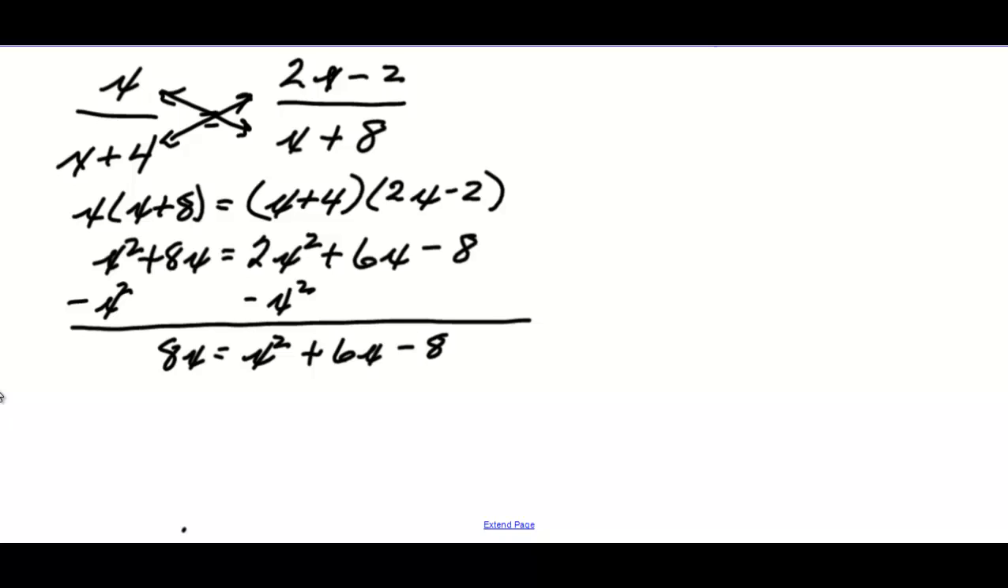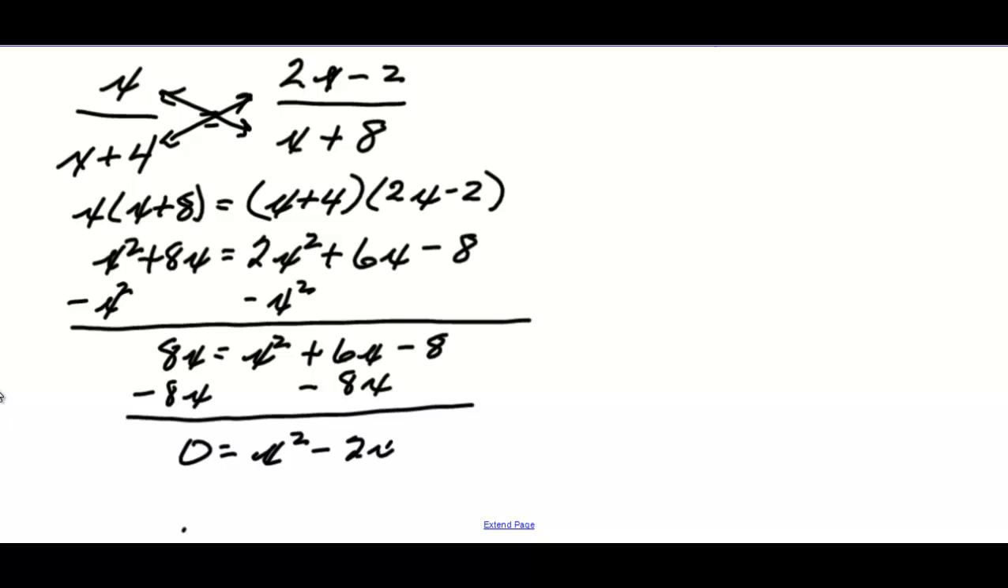But I still need to get rid of the 8x. Subtract that 8x, and now what I get is 0 equals x squared minus 2x minus 8. What we want to do now is factor that. And so when we go to factor it, we get 0 equals x minus 4 times x plus 2.